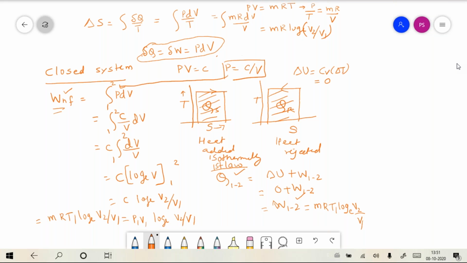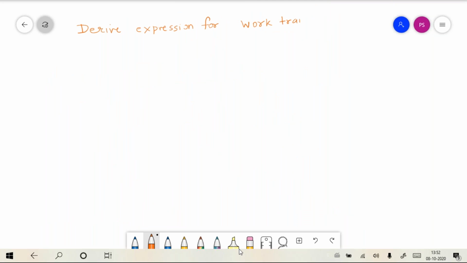The question is as follows. Derive the expression for work transfer during isothermal process undergone by a steady flow system.